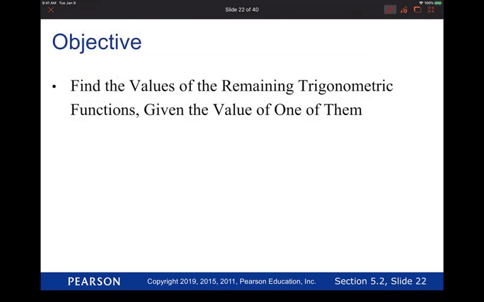So the next objective that we want to look into is finding the values of remaining trig functions. Can somebody confirm that they can hear the audio on the stream? So like maybe open up the YouTube and just make sure you can hear the audio. Because I didn't really confirm that it's working. It should be working, but I don't want to assume. So just open it up real quick and confirm you can hear the audio. Okay.